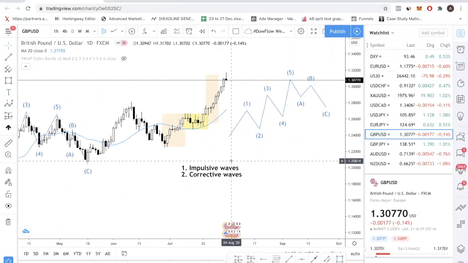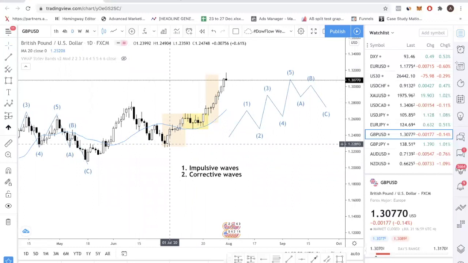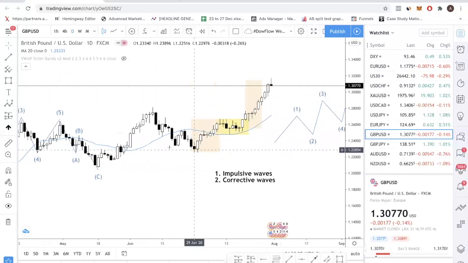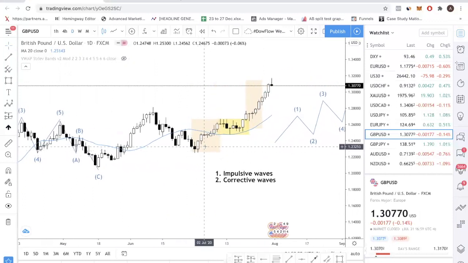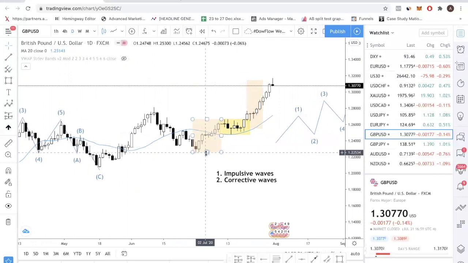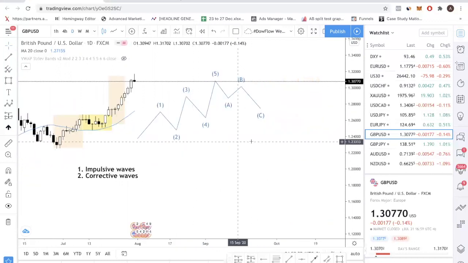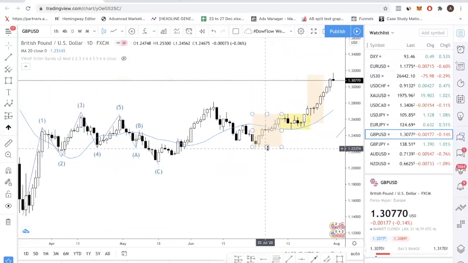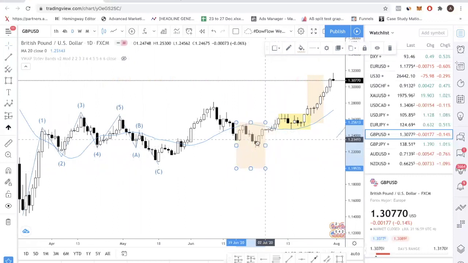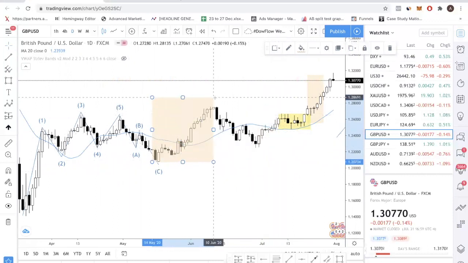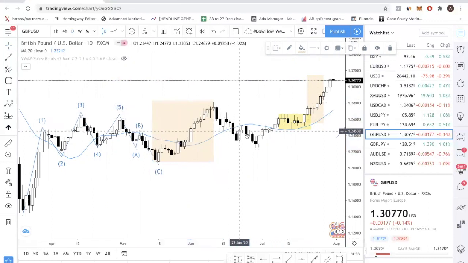So what do I mean by impulsive structure or impulsive wave? It's when the candles are mostly one color, meaning it's a trending situation and you have very big candles. Like this is a big candle, this is a big candle. These two are not. But generally speaking, this is a very nice up move. So this is an impulsive wave up. In fact, if you look at this bottom here, from here to here, this is an impulsive wave and this is a corrective wave.